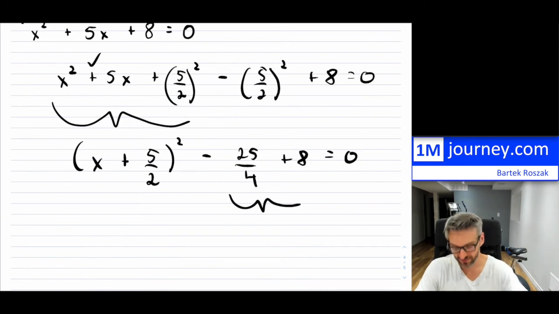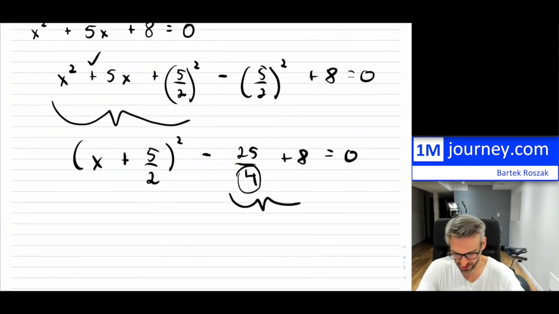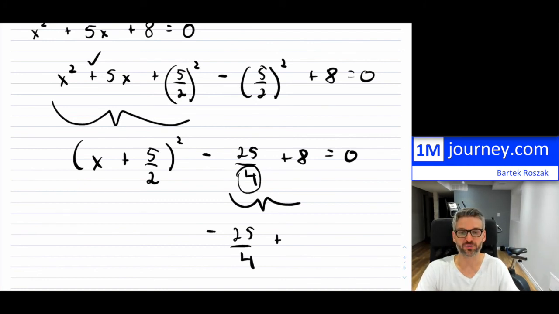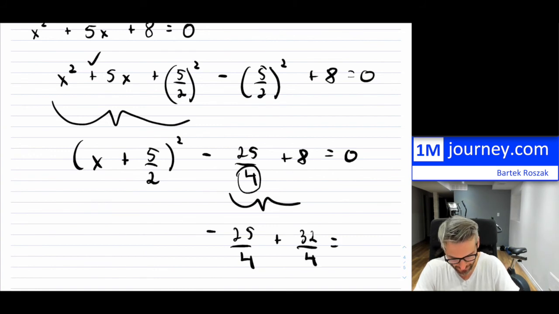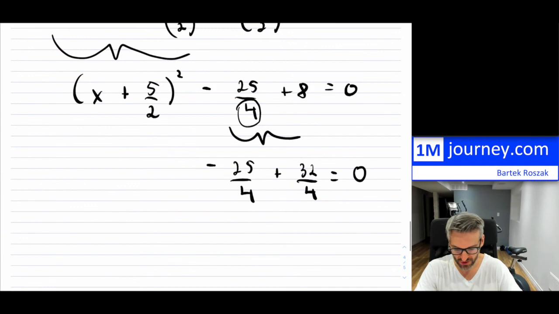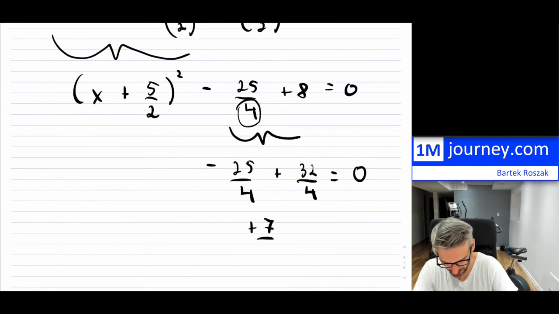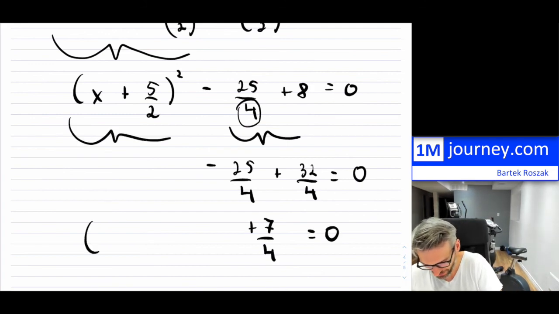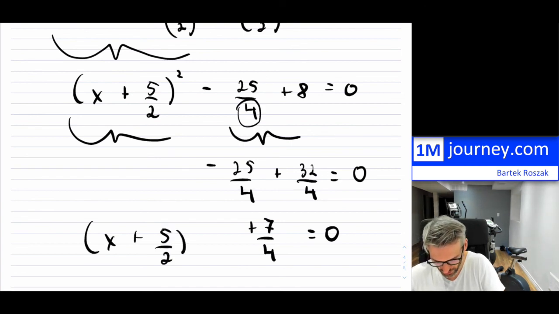Now if I want to keep it in fraction form, I can find a common denominator. So negative 25 over 4 plus, now making that 8 over 4, so that would have been 32 over 4. So this is now going to be positive 7, so plus 7 over 4 equals 0. Now all of this stays the same: x plus 5 over 2 squared. Now it's plus right here.